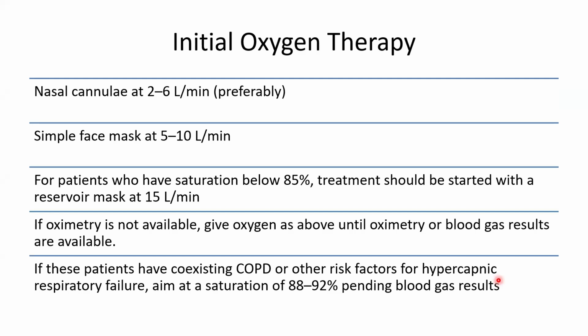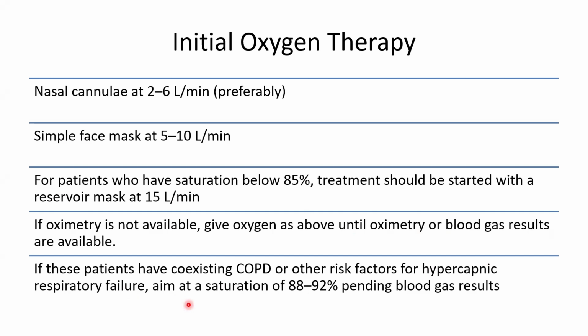There are certain devices: nasal cannula can be used to give oxygen up to 2 to 6 liters per minute. If higher flow is needed, then it is better to use a face mask. A simple face mask can give 6 to 10 liters. For the patient who presents with shock, sepsis, and saturation below 85%, treatment should be started with a reservoir mask, the non-rebreather mask. If an oximeter is not available, give oxygen as above until oximetry is available.